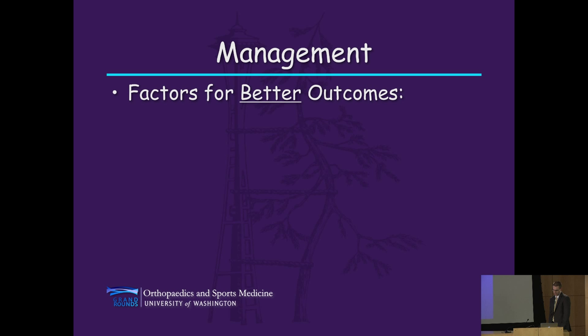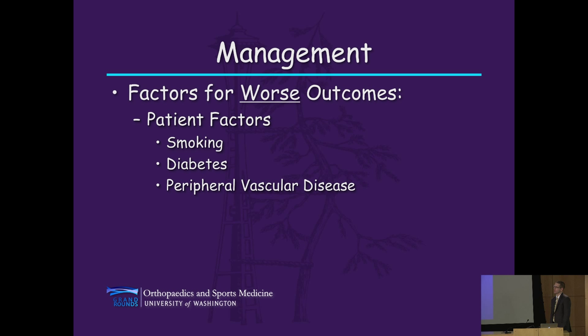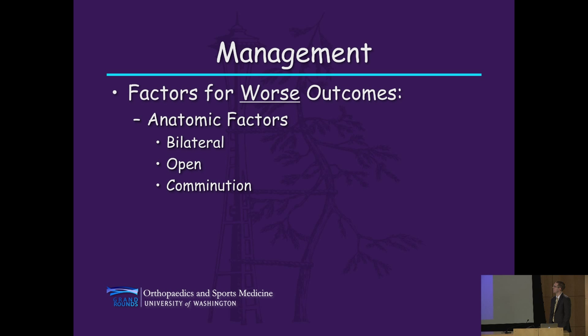Now, in looking at management issues, we've been able to identify some factors that predict how patients are going to do with these injuries. Factors for which patients do better are a younger age, simple fracture patterns with less comminution, having an initial Böhler's angle between 0 and 14 degrees, obtaining and maintaining an accurate articular reduction, and maintaining subtalar motion. Factors that predict worse outcomes can be divided into patient factors and anatomic factors. The patient factors are smoking, diabetes, and peripheral vascular disease. Anatomic factors include bilateral injuries, open injuries, injuries that have significant comminution and loss of cartilage, and patients who become stiff or have significant edema after their injuries or their interventions.